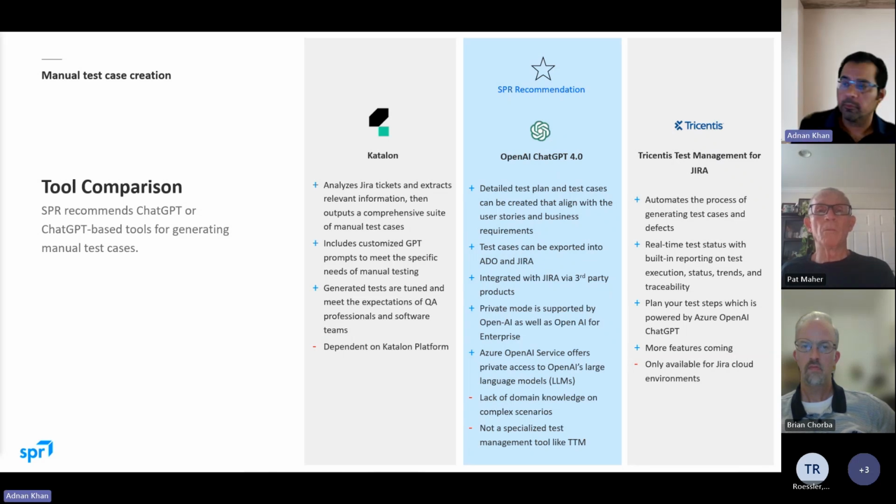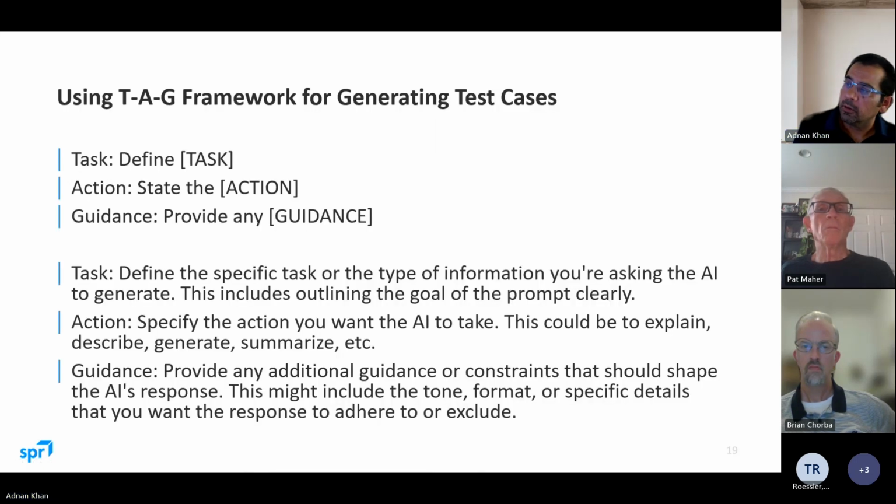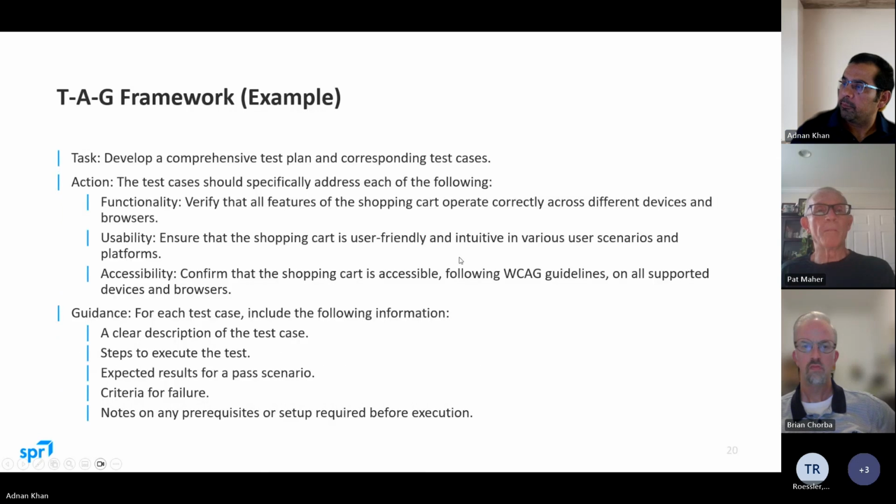So I can show one example here. I think I have one. Again, using a kind of homegrown framework. In this case, it's a TAG framework, applying a similar prompt engineering framework, a different one, for generating test cases. So in this case, you define your task, then your action, where you state the action, and then provide any guidance for the AI. The example would be, in the case of test cases, the task is you want to develop a comprehensive test plan and the corresponding test cases. Very simple, right?